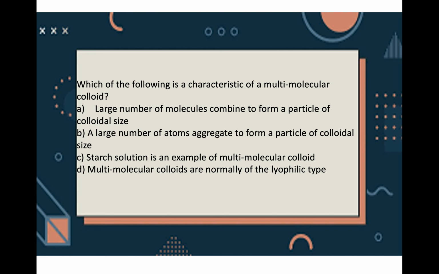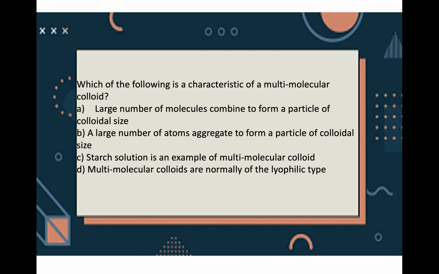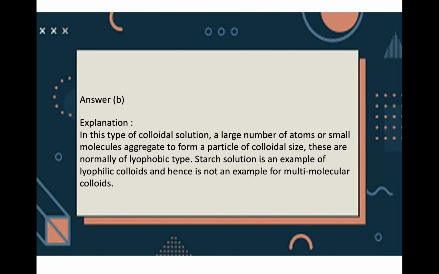Now, which of the following is a characteristic of a multimolecular colloid? A. Large number of molecules combine to form a particle of colloidal size. B. Large number of atoms aggregate to form a particle of colloidal size. C. Starch solution is an example of multimolecular colloid. D. Multimolecular colloids are normally of lyophilic type. So, the answer is option B, large number of atoms aggregate to form a particle of colloidal size. In this type of colloidal solution, irrespective of small or large atoms, they aggregate to form a particle of colloidal size, which are normally of lyophobic type. Starch solution is an example of lyophilic colloids, and so it's not an example of multimolecular colloids.